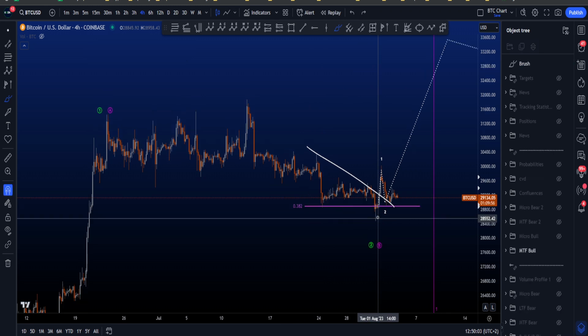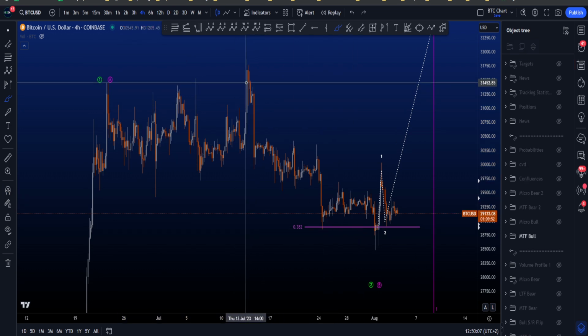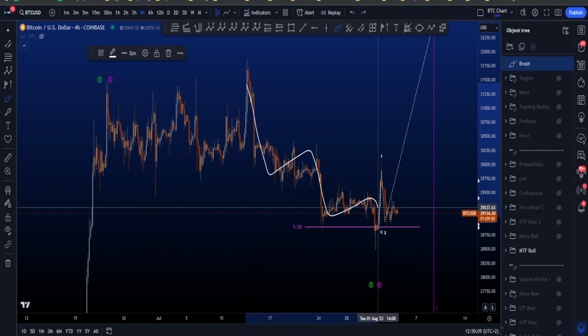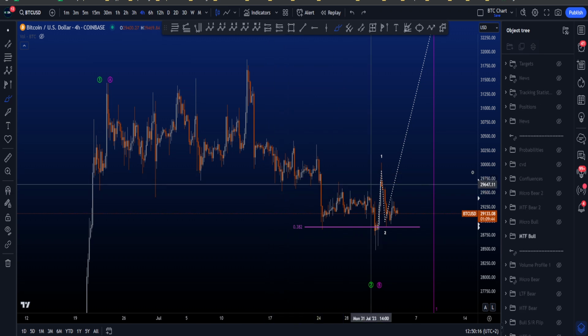If we then look at another ABC, where this is still an ABC, however, we are now looking for an impulse 1, 2, 3, 4, 5, we have overlap, which is what you want to see in a diagonal, but you don't want to see this in an impulsive structure.